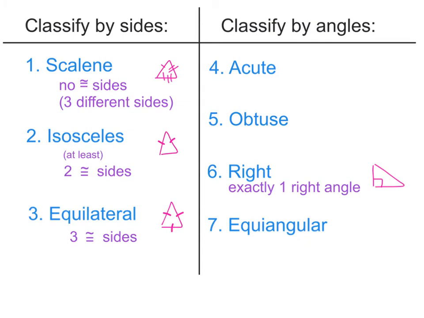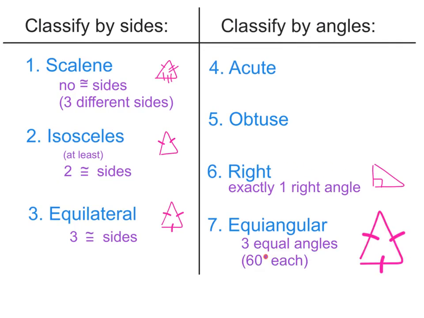Jumping to the other side, and again, I'm going to go way out of order here. Let's take a look at what a right triangle says. A right triangle has exactly one of the three angles being a right angle. It's not possible to have more than one right angle, but it must have a right angle to be named a right triangle.